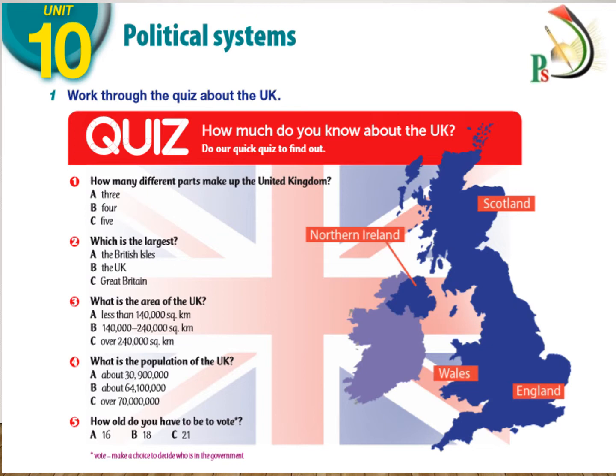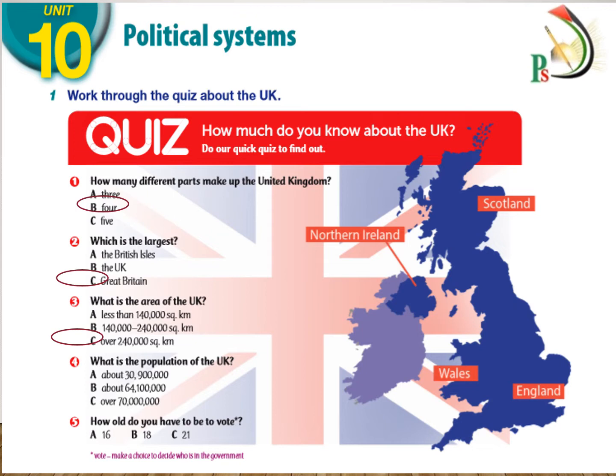Okay, let's check your answers. How many different parts make up the United Kingdom? The answer is yes, 4. Question number 2. Which is the largest? C, Great Britain. Yes. Number 3. What is the area of the UK? The answer is C, over 240,000 square kilometers.